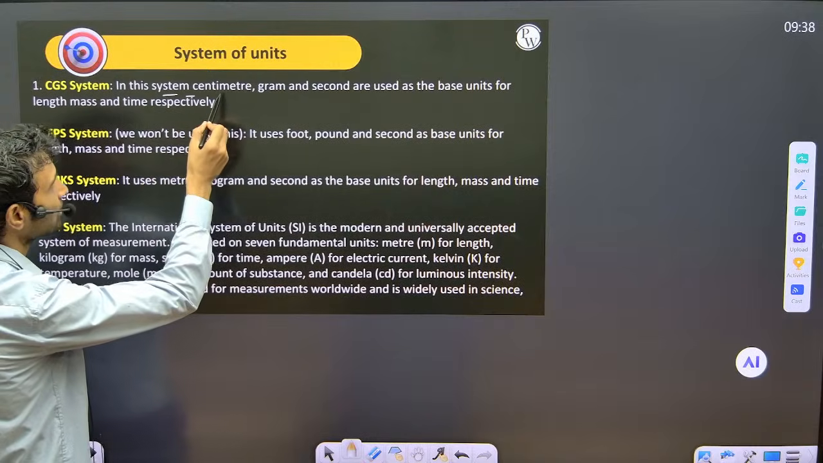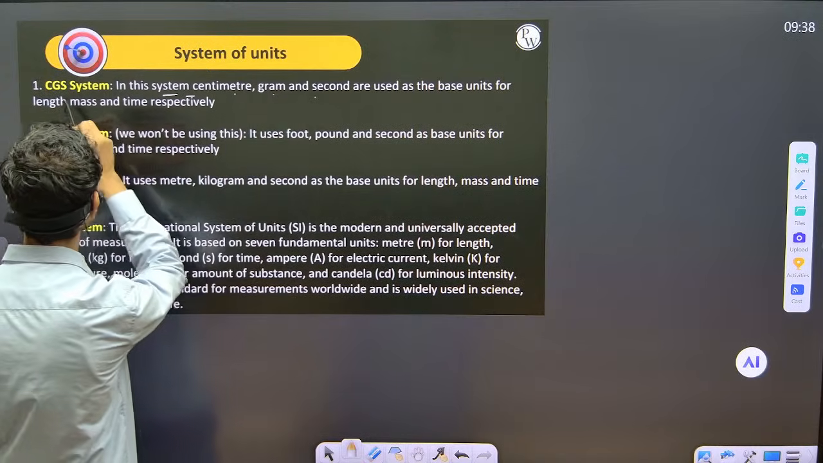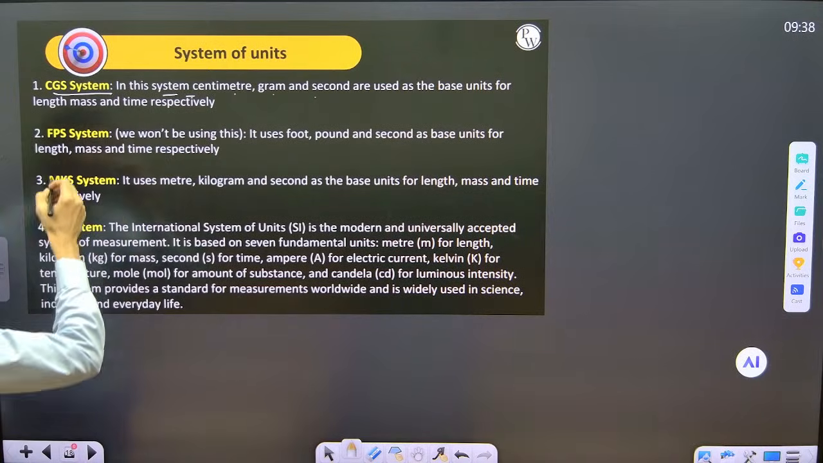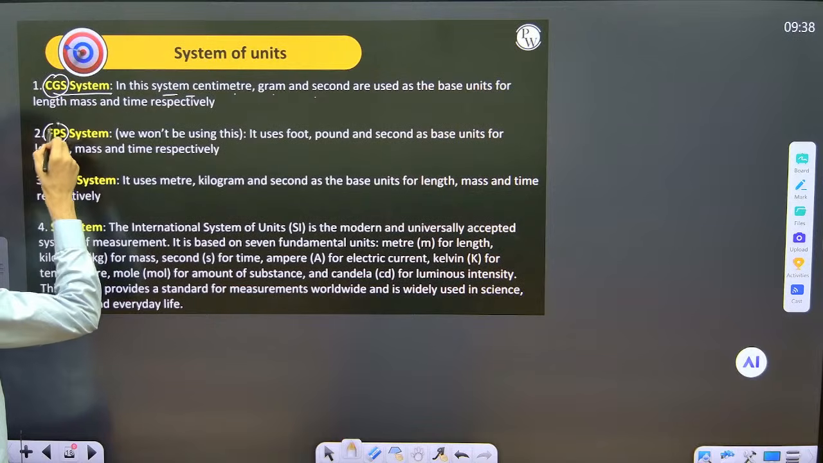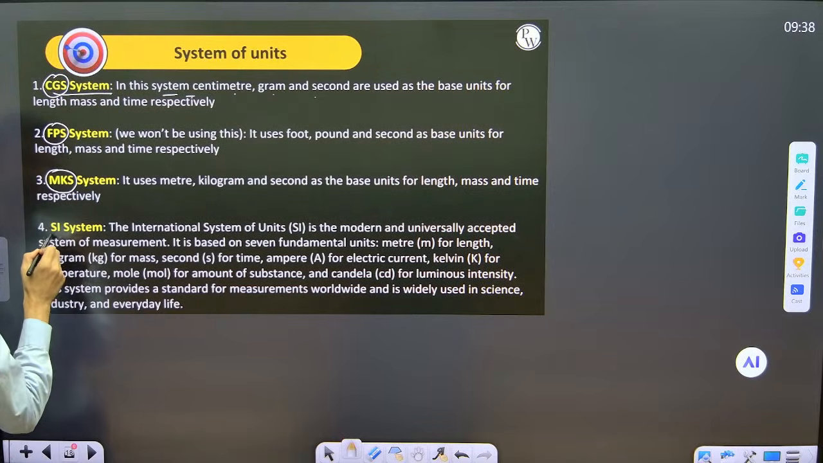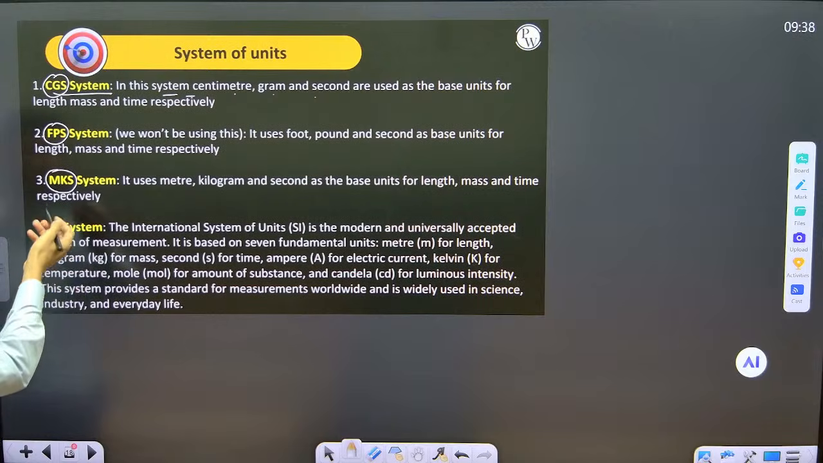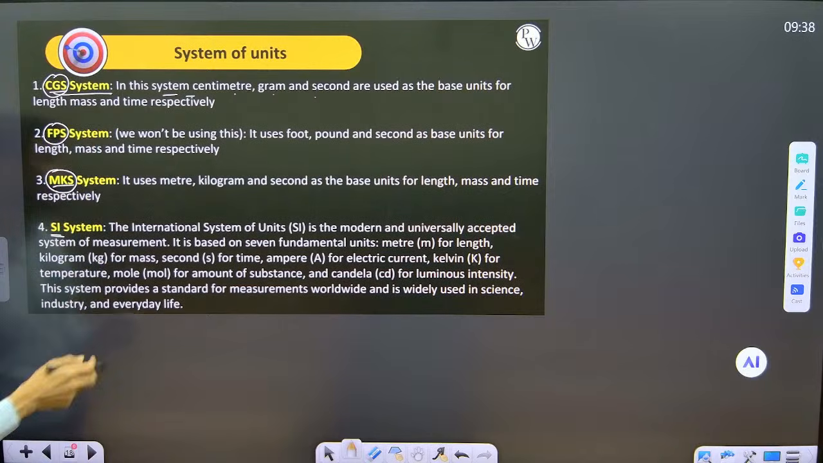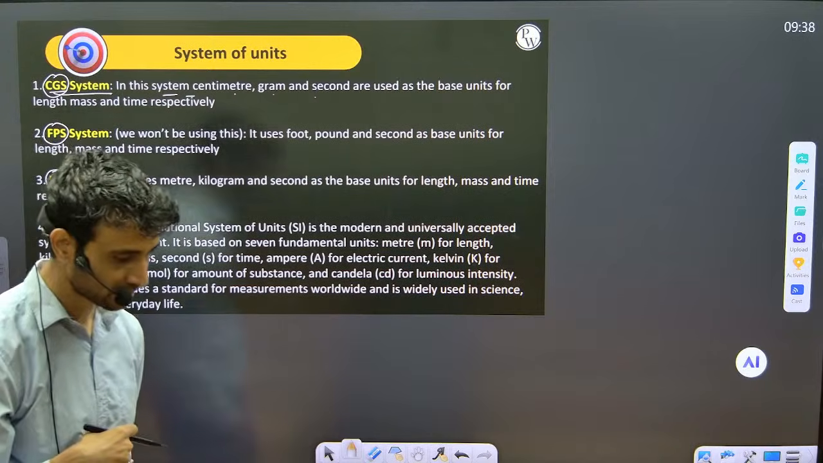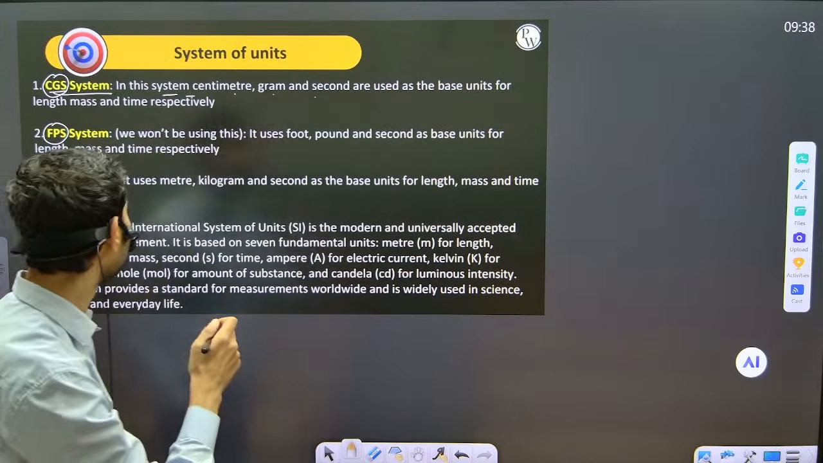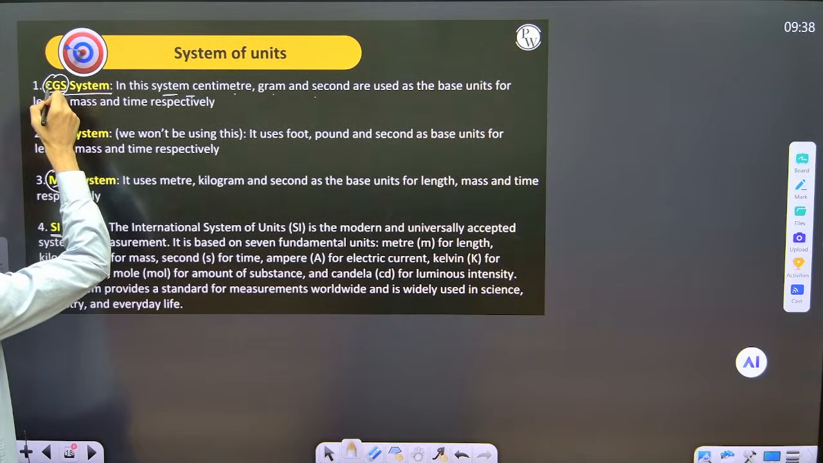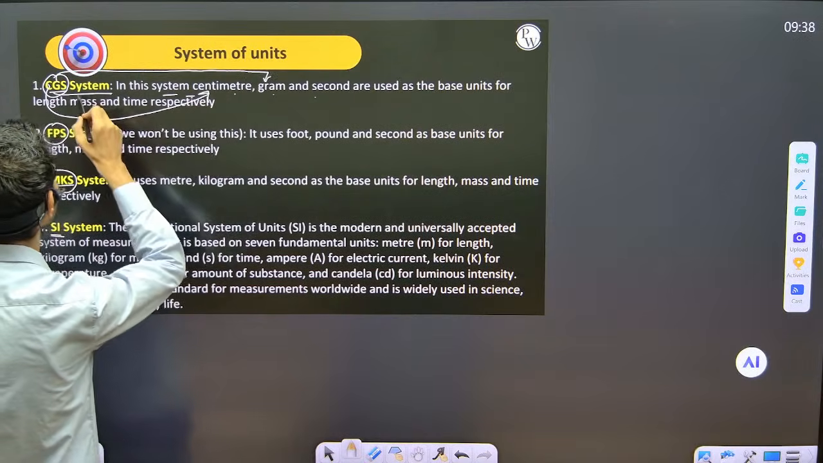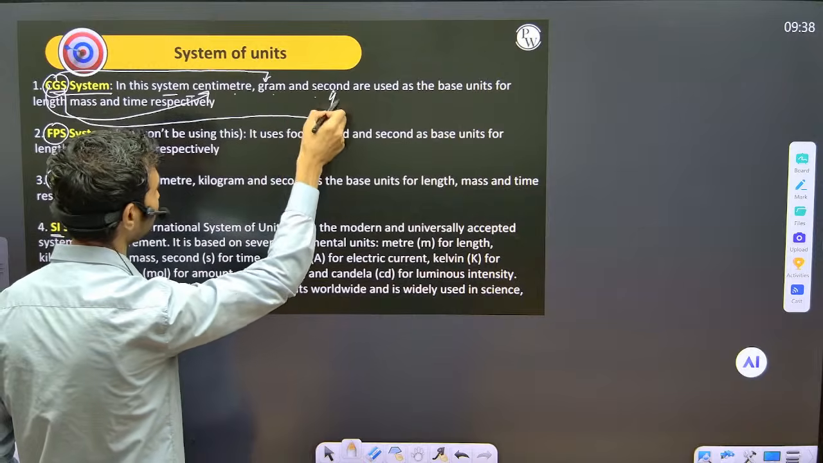In the CGS system, centimeter, gram, and second are used, right? So there are basically three systems of units. One is CGS, another is FPS, and MKS. And the standard system is made up of MKS only, basically. In the CGS system of calculation, we use centimeter, gram, and second. As the name suggests, C for centimeter, G for gram, and S for second.